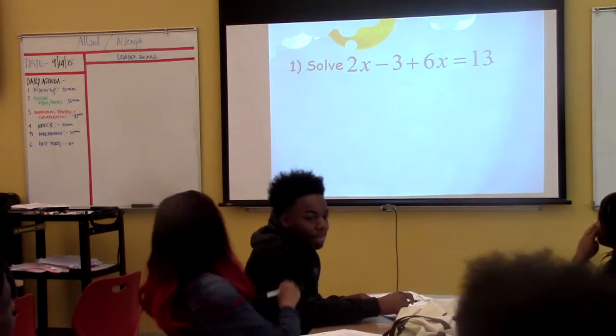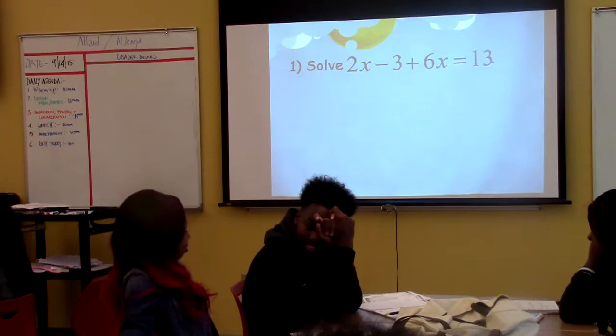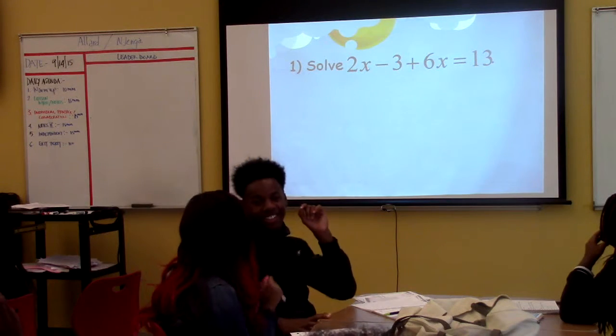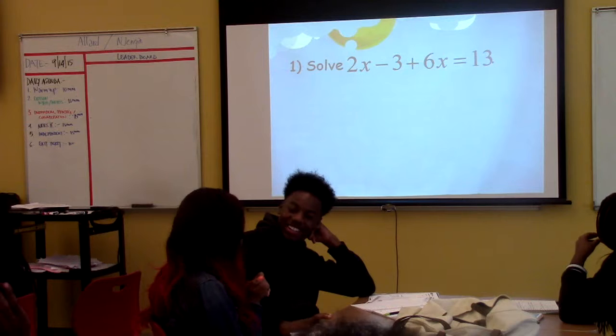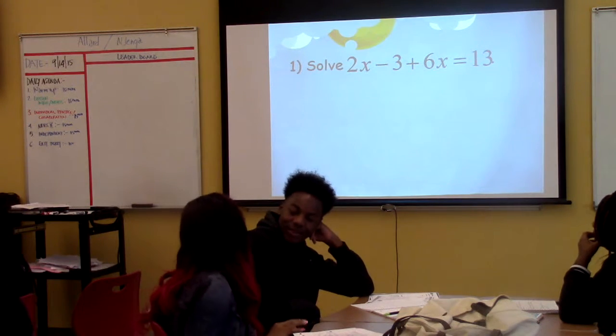You combine them on each side first. So we're combining 2 and 6. That's the first thing that we combine. So what do we get? 8x. Right. So we combine our like terms, 8x.